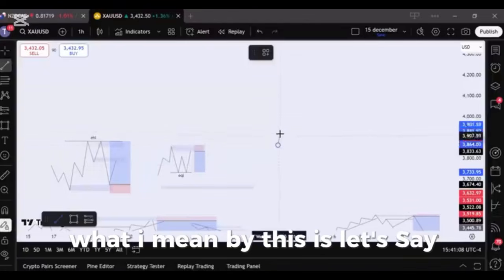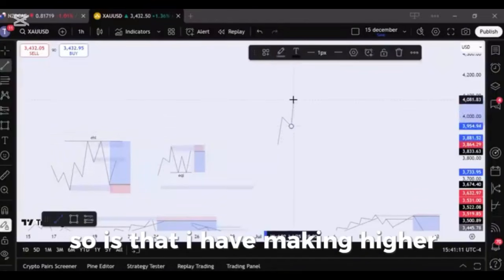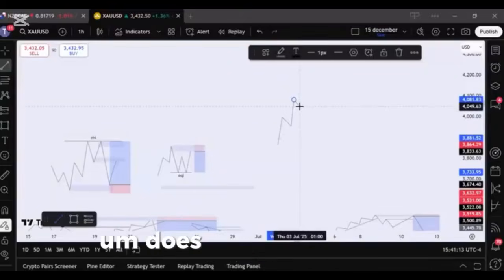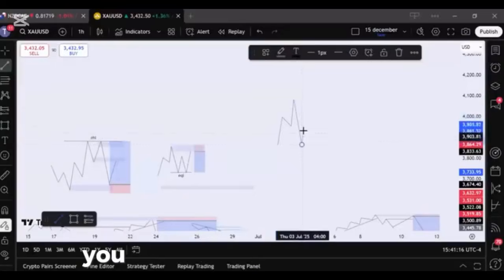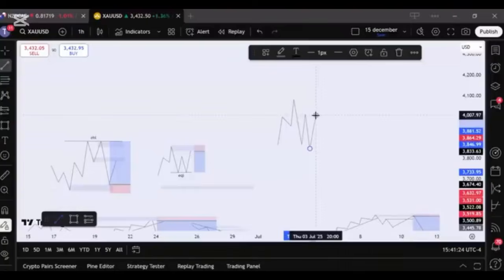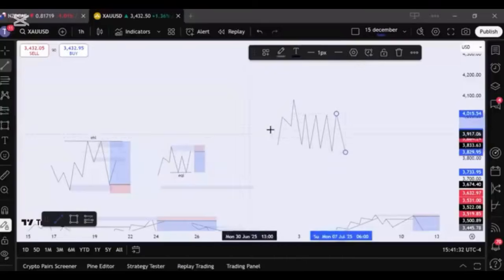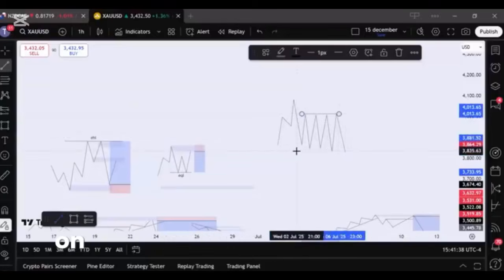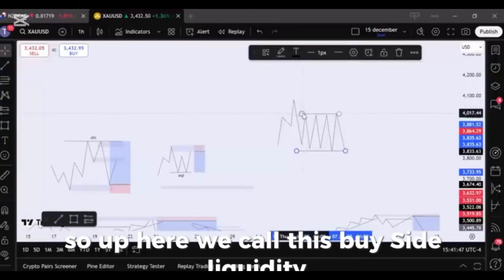What I mean by this is, let's say the market was bullish, making higher highs and higher lows. Eventually, the market does something like a structure shift to the downside. After that, you will see your inducement. The market will now start the range, ranging from support to resistance and resistance to support repeatedly. While it's doing this, it's accumulating what? Two sides of liquidity. Here is what you call buy side liquidity. On the downside is what you call sell side liquidity. So up here, call this buy side liquidity.